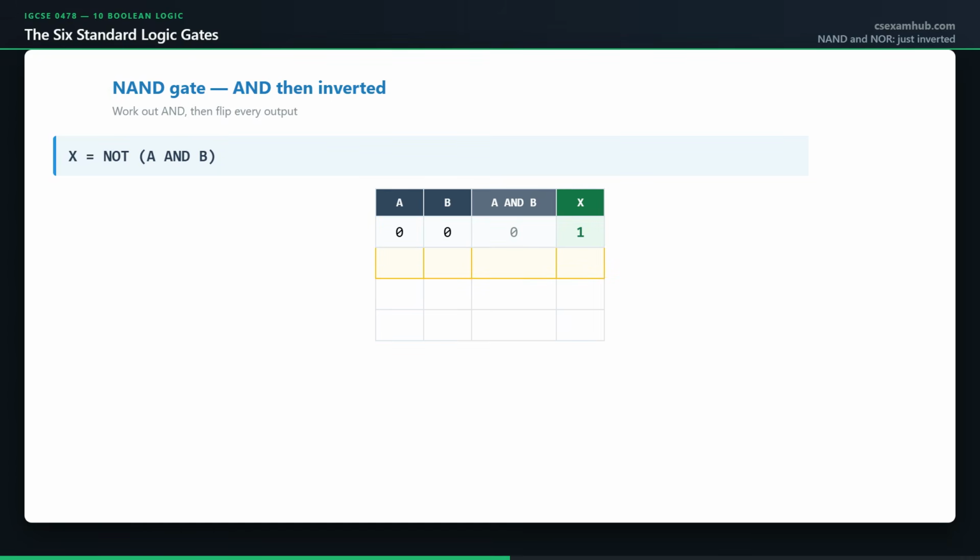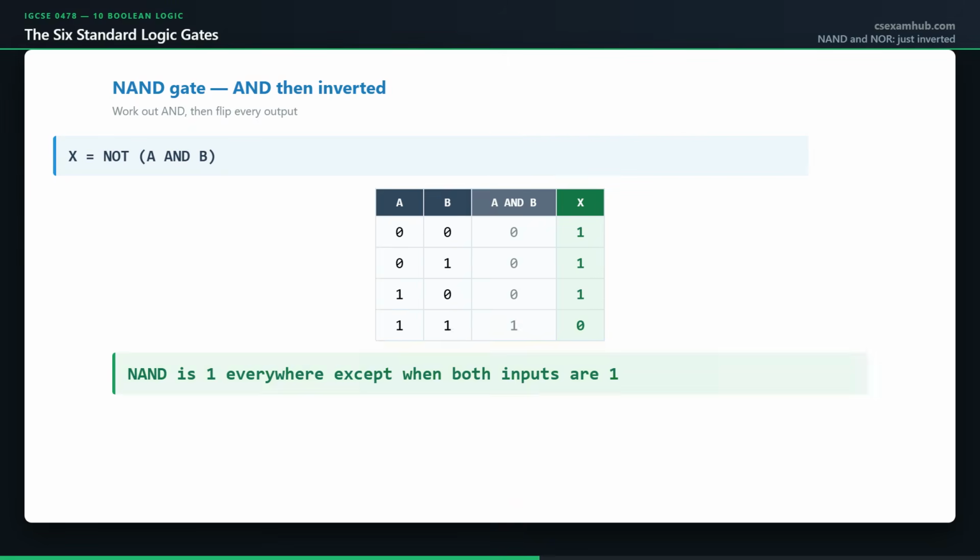Here is NAND, and gave us 0, 0, 0, 1 going down the column. Flip every one of those, and NAND gives 1, 1, 1, 0. So NAND outputs 1 in every case except when both inputs are 1. NOR works the same way from OR. OR gave 0, 1, 1, 1. Flipping gives 1, 0, 0, 0. So NOR outputs 1 only when both inputs are 0.